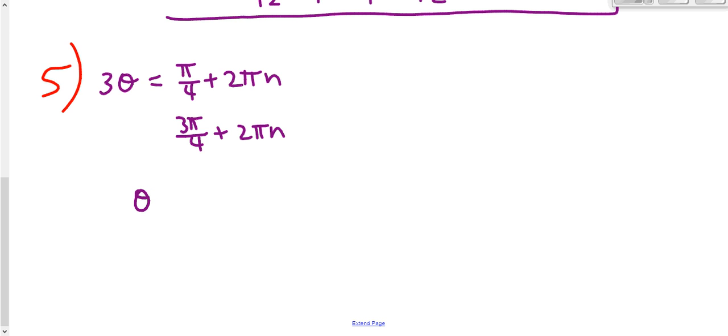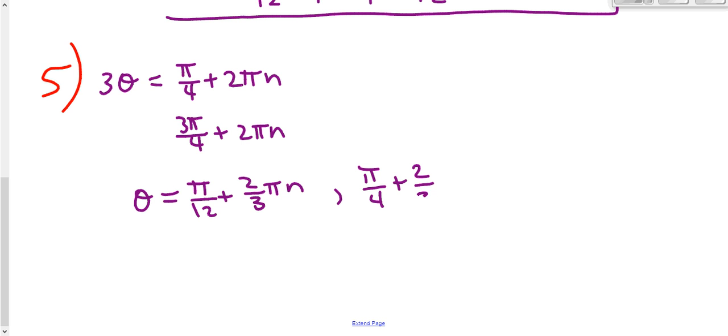So we get theta equals pi over 12 plus 2/3 pi n. We're dividing that by 3 as well. And pi over 4 plus 2/3 pi n. Everything gets divided by 3. This, and this. They all get divided by 3.